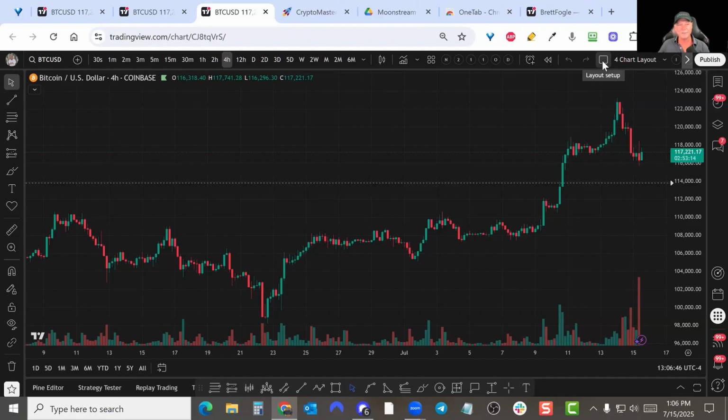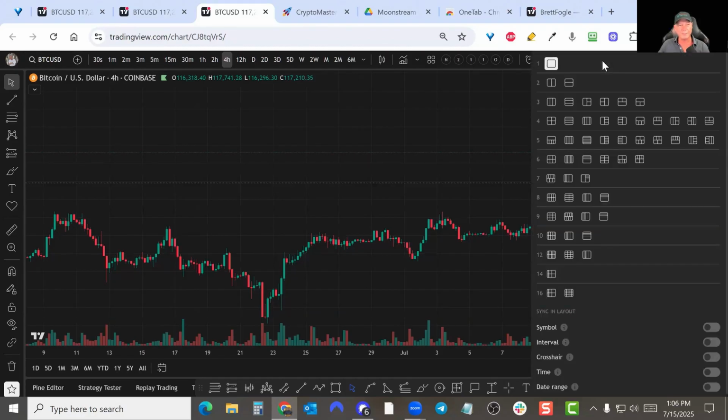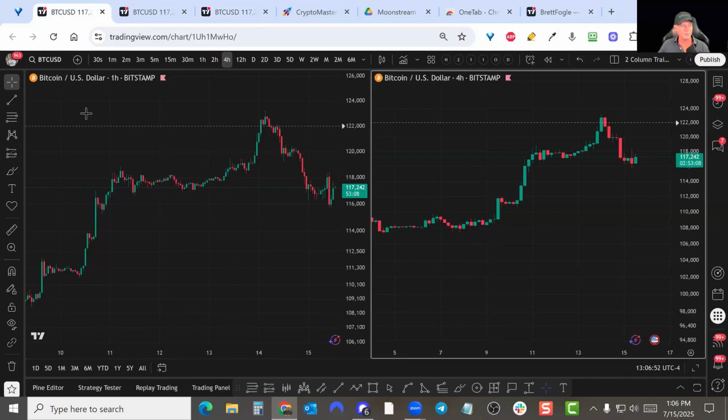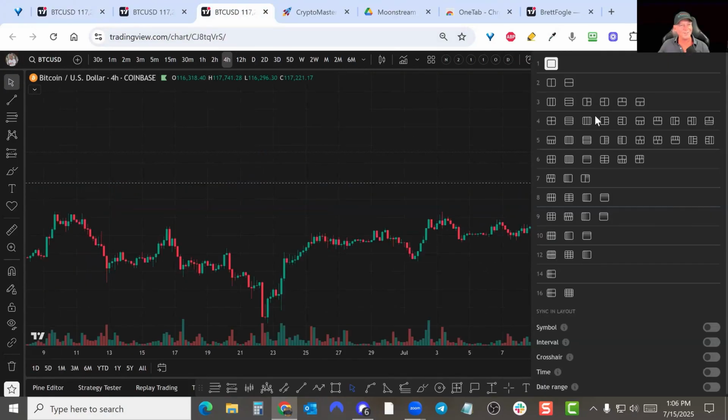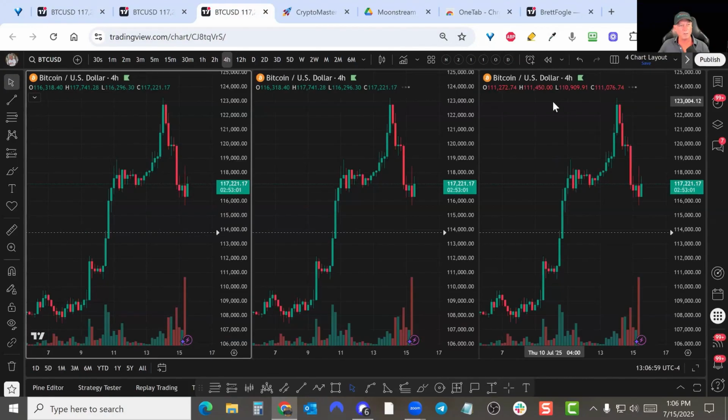So maybe you're an active trader and you want to have maybe 2 side by side. That looks like this. So we've got 1 hour, 4 hour next to each other. Or you might want to have 4 columns. I thought it was 4, but it's 3 columns. And then what you would do is change the different time frames. Okay, and so it's a little tricky on the settings here.